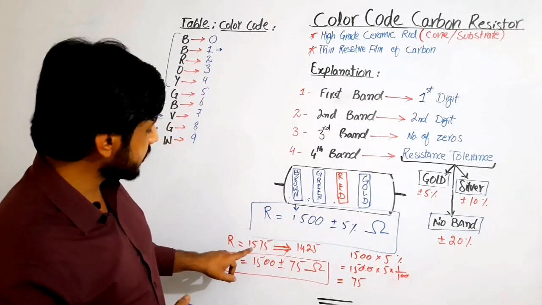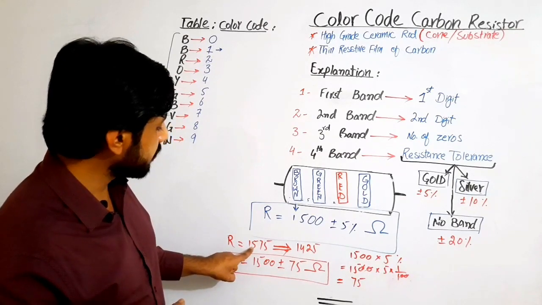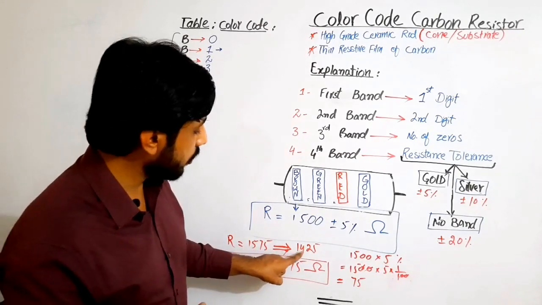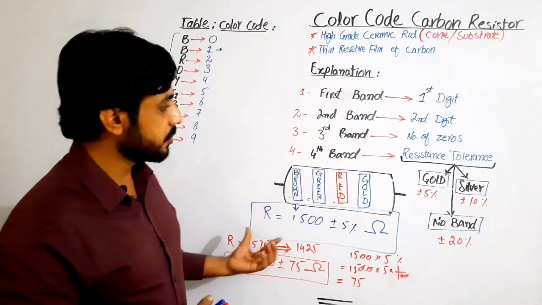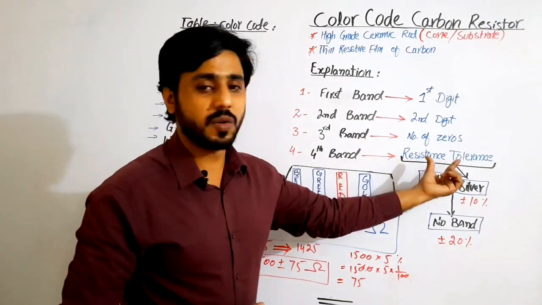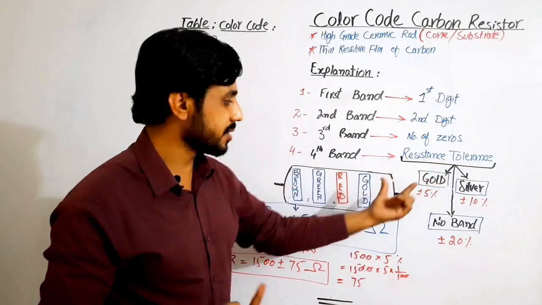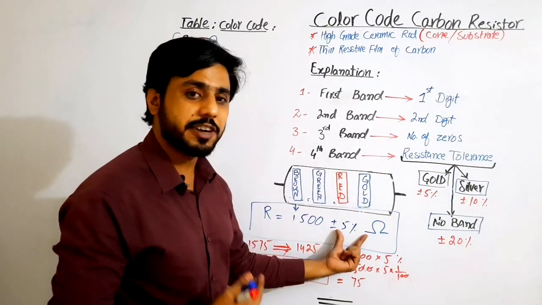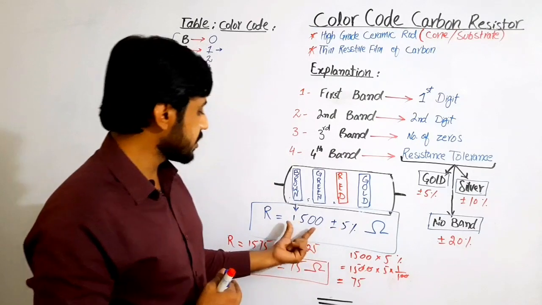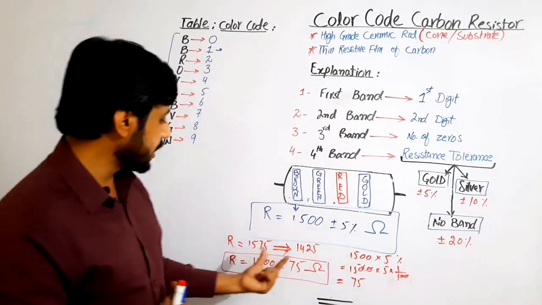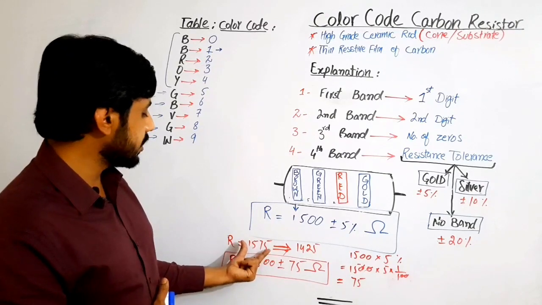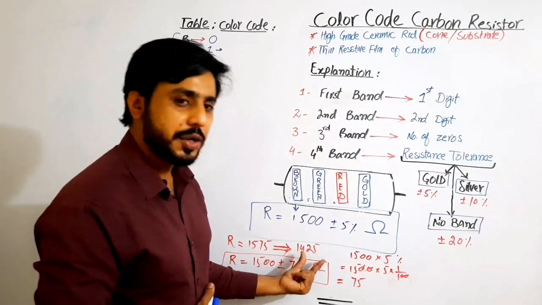It means resistance can vary from 1575 to 1425. This is the possible variation in resistance, which we call resistance tolerance. Resistance tolerance means variation. Here the variation is 5%. It means the resistance can vary by 5%. In numbers, it can vary from 1575 to 1425.